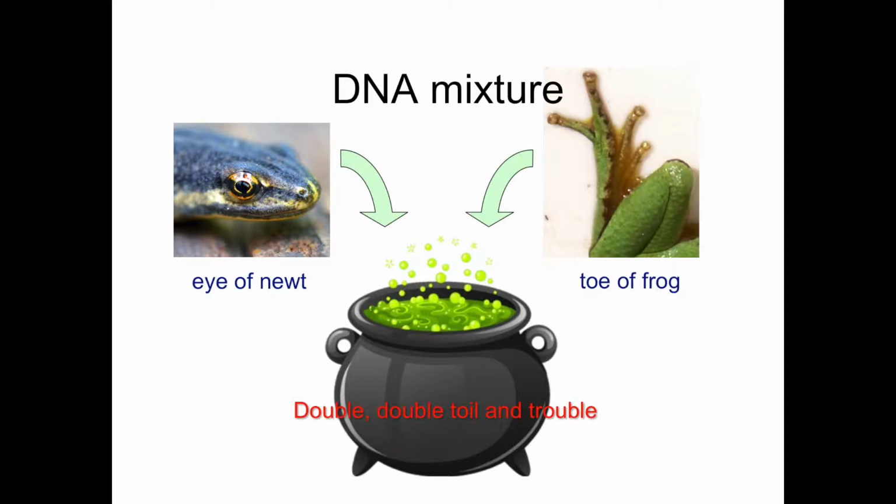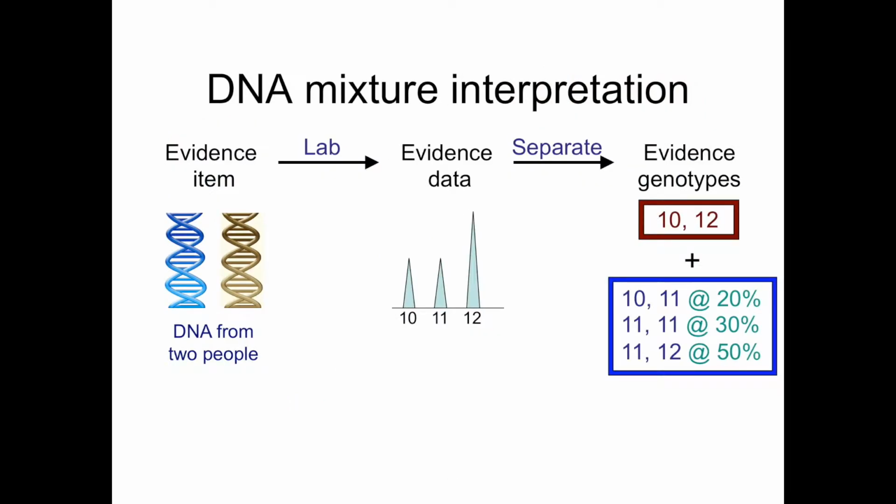Another person, maybe an eye of a frog, goes into this cauldron. It could be 3, 4, 5, or 6 people, but by starting to double the number of people, you are doubling the amount of work, the toil or trouble, that goes into the interpretation and producing a match statistic. Now, the process is the same, but what we're trying to get out to interpret starts getting more interesting.